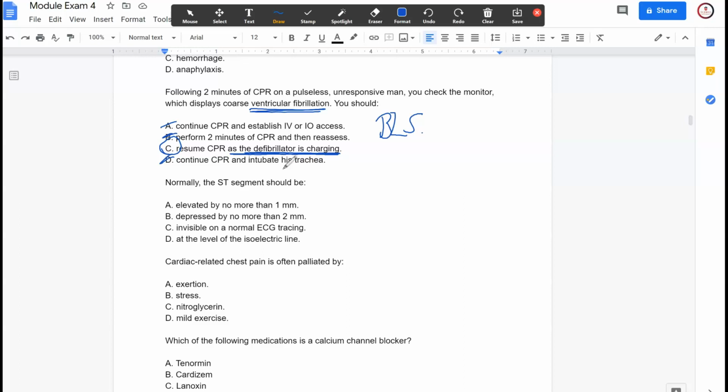Hi, Roger. It should be at the isoelectric line, right? And you don't want an elevation or depression, and you better be seeing it, right?